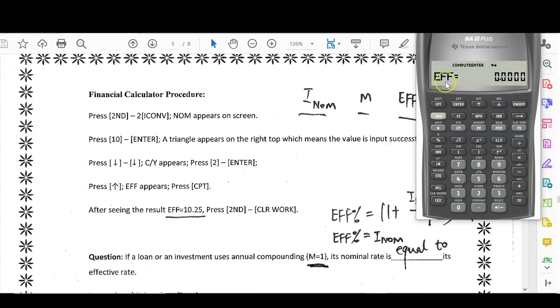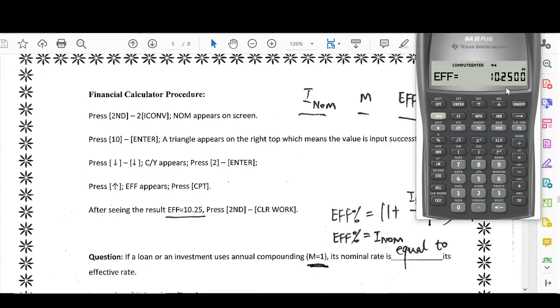Down button, we see EFF. This is what we're going to compute later. So let's press the down button a second time, and we see C/Y, meaning compounding periods per year. Here it's semi-annual compounding, so we input 2. This is our M. 2, enter. Then we press the up button, come back to effective annual rate, and press compute. The calculator tells you that under semi-annual compounding, the effective annual rate is 10.25.